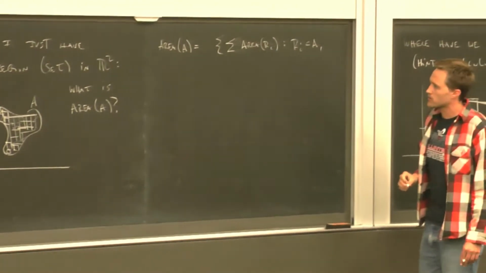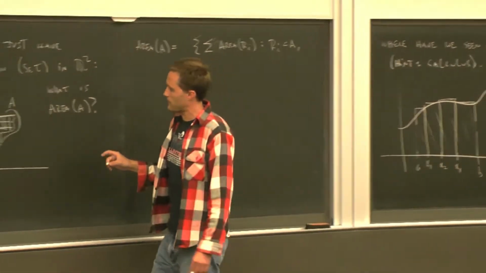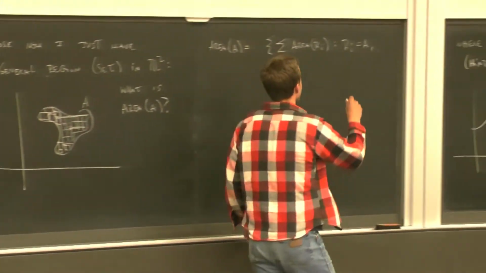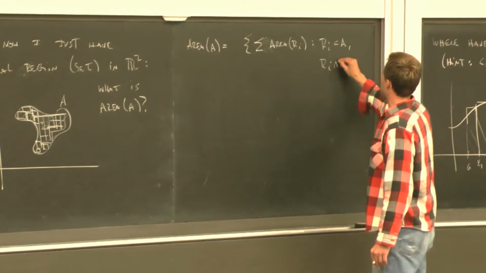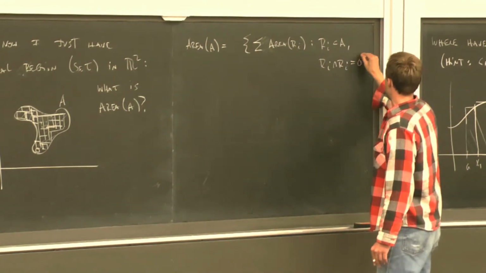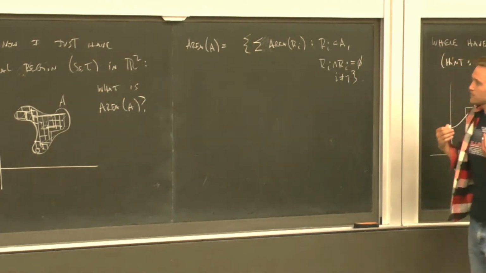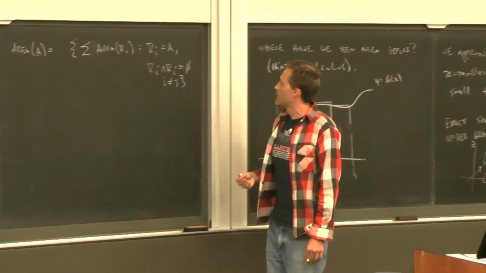And what else do we need? What else do we want to be true about these rectangles? They're just drawn, they're just joined. Very good. So Ri intersect Rj equals the empty set if i is not equal to j. Right? Disjoint rectangles. So fill it up with disjoint rectangles.